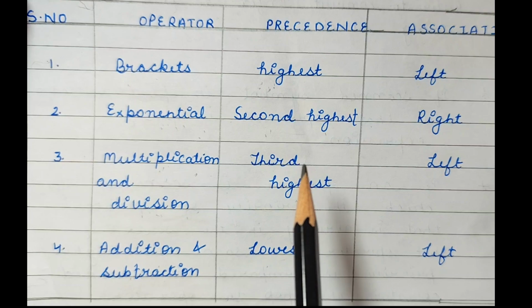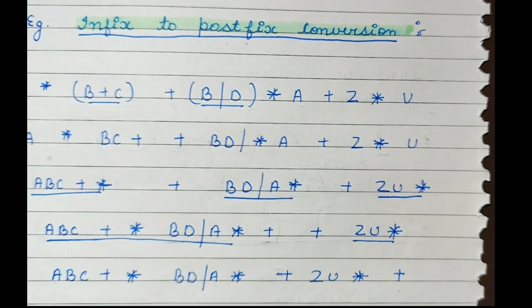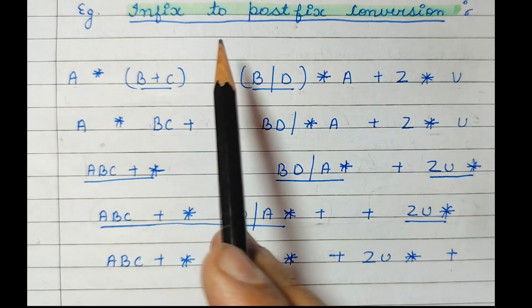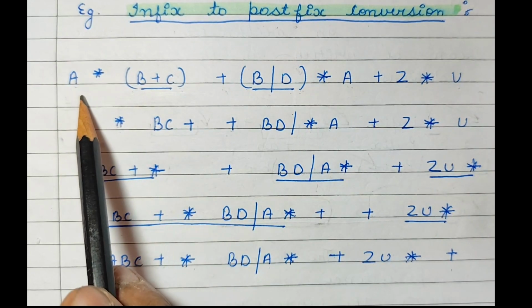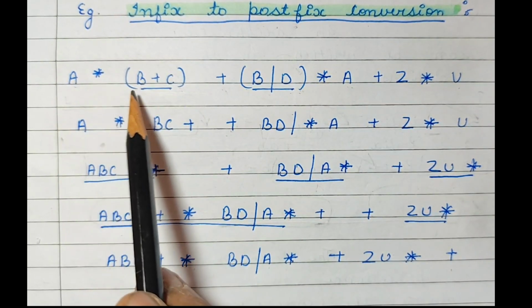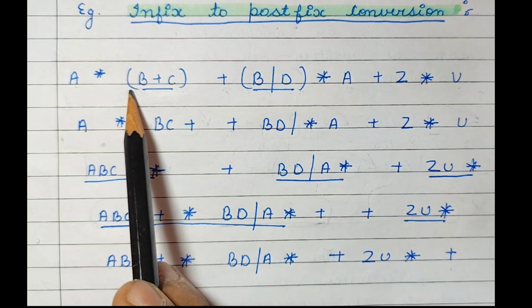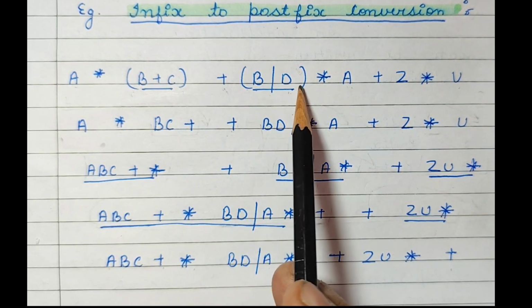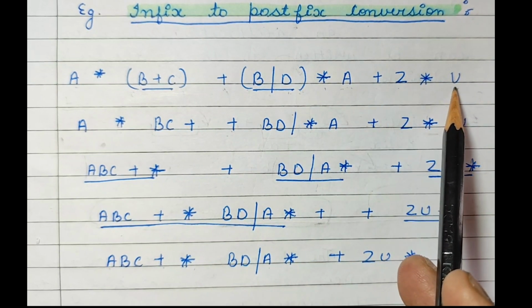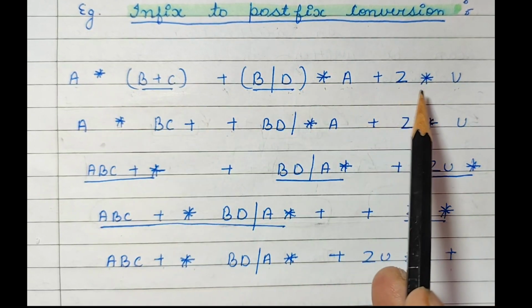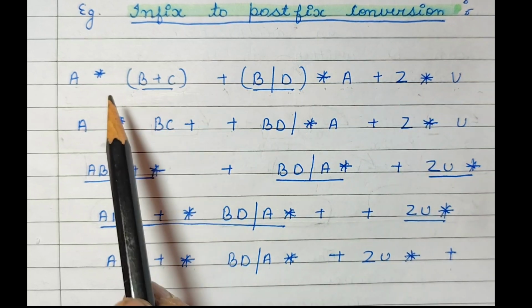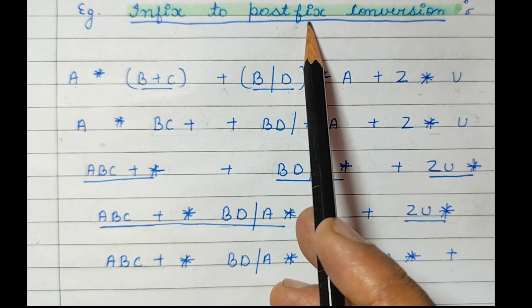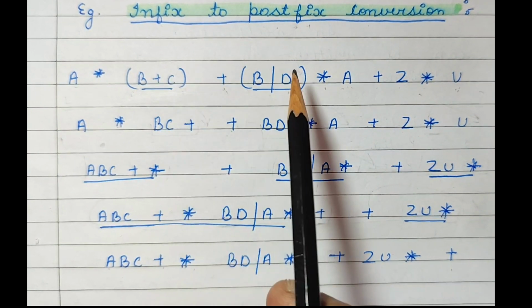Now we discuss by example. So first I am discussing the example of infix to postfix conversion. So we have this expression a multiply b plus c in bracket. This one is called left parenthesis, this one is called the right parenthesis, plus b divided by d in brackets multiply a plus z multiply by u. Suppose now all of you know this is the infix expression because operators are in between the operands. Now I convert this infix to postfix conversion. The thing is operators come after the operands.